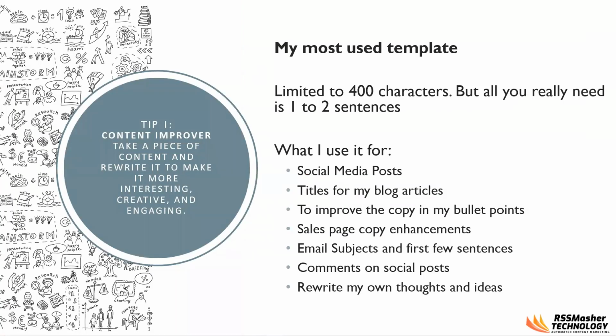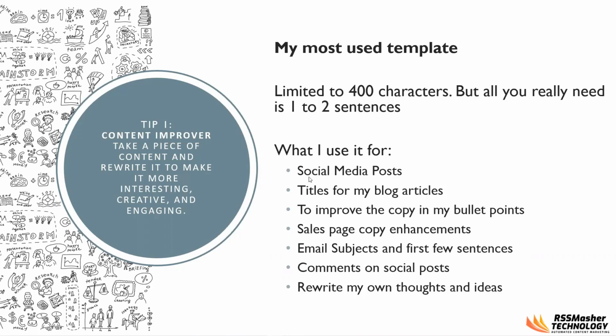Now, this is tip number 1. I'm going to show you the template called Content Improver. Basically, you take a piece of content and the AI will rewrite it to make it more interesting, creative and engaging. This is the one I use the most often. It's limited to 400 characters, and your tendency is to put in big paragraphs. Don't. Just try to limit it to 1 or 2 sentences or the first part of a paragraph.